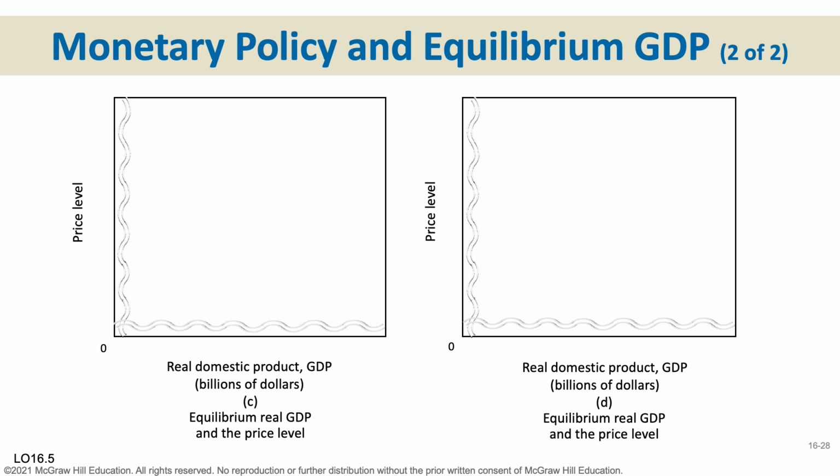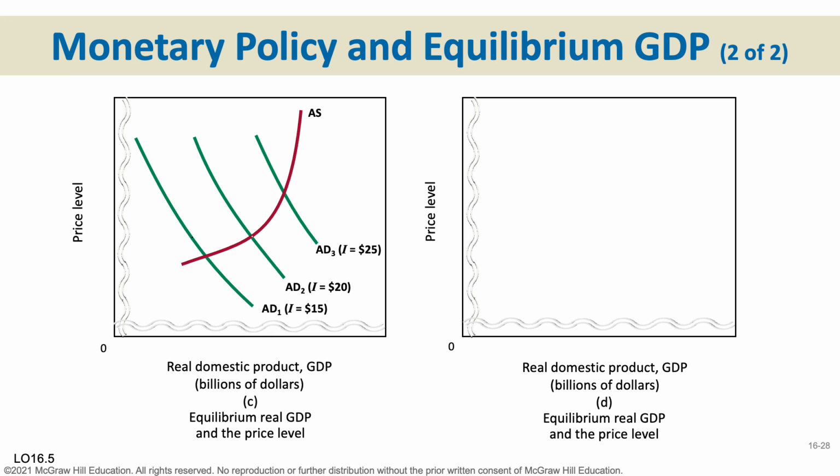So here is our aggregate demand, aggregate supply graph, price level on the vertical axis, GDP on the horizontal axis. There's our aggregate supply curve. So look at the very bottom where it says QF equals 900. That's our full employment level. We want to be at 900.